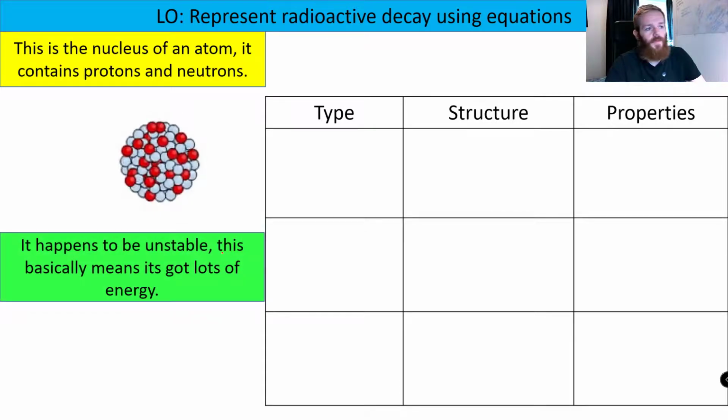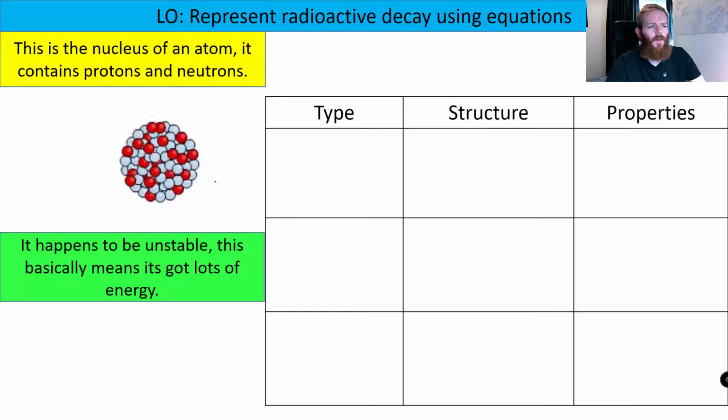And it happens to be unstable. You can see it's got energy because all the little particles inside it are moving, oscillating backwards and forwards. So this nucleus has energy. It's also worth noting this is a really big nucleus. That is why it's unstable. The bigger a nucleus gets, the more unstable it becomes. So it's got lots of energy.